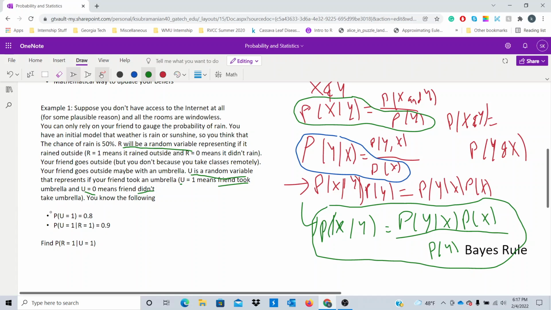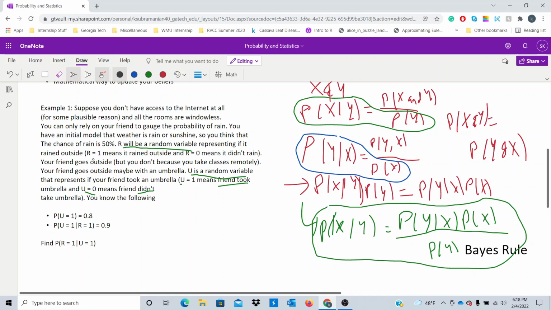And here's the information we know. The probability of U equals 1 is 0.8. The probability that U equals 1 given R equals 1 is 0.9. So the probability that your friend takes an umbrella is 0.8, and the probability that your friend takes an umbrella given that it rains outside is 0.9. What we're interested in finding is the probability of R equals 1 given U equals 1. In other words, what is the probability that it rains outside given that your friend took an umbrella? So we want to figure out this value.